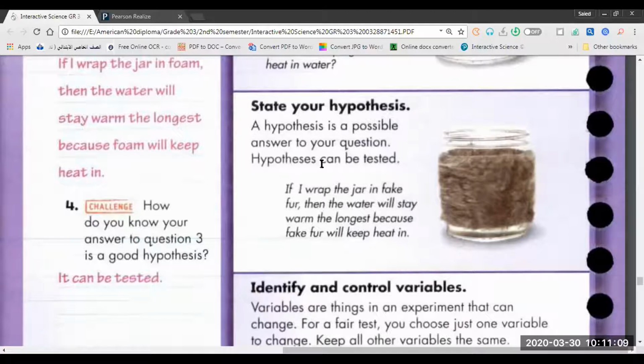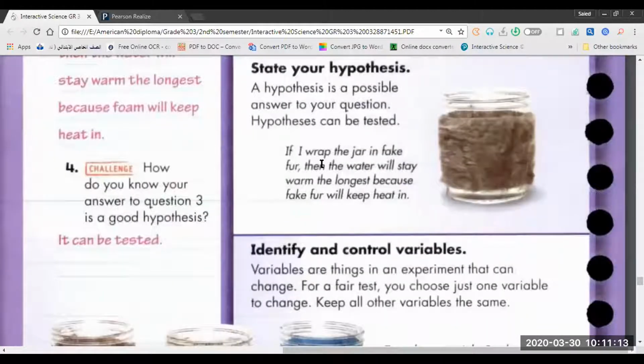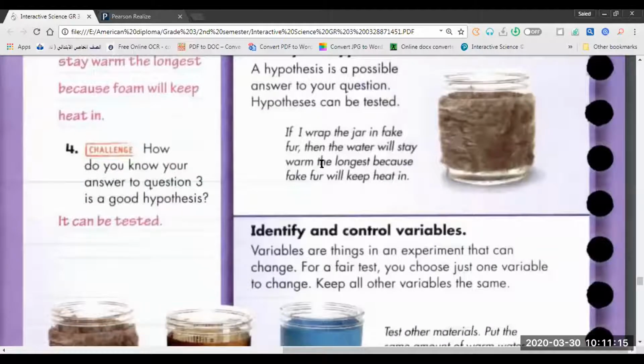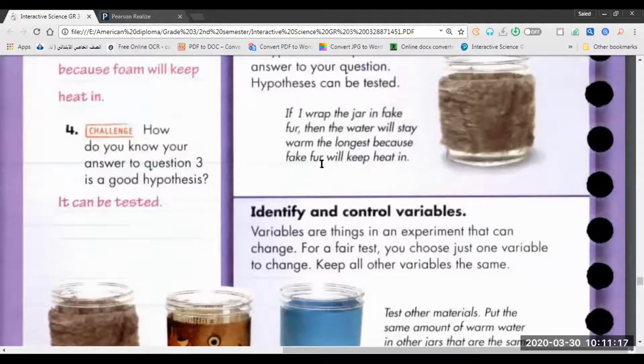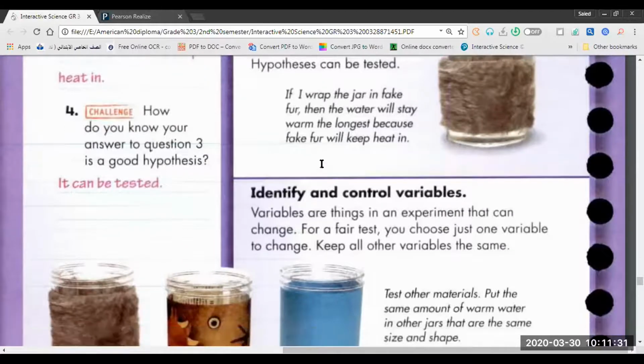Okay, fine. In the third step, and concentrate with me on this step, identify and control variables. Variables here mean anything that can be changed.